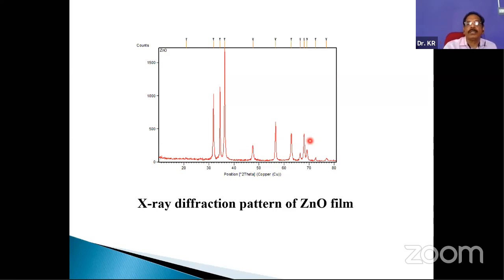Using this method, we can calculate the lattice constants. We can find the crystal structure, lattice constants. We can calculate the crystallite size using Scherrer formula. We can calculate the number of unit cells, number of cells per unit volume, and the volume of the unit cell. We can calculate the strain also, strain produced in the thin film. Therefore, X-ray diffraction technique is an important technique using which we can study and calculate various structural parameters.